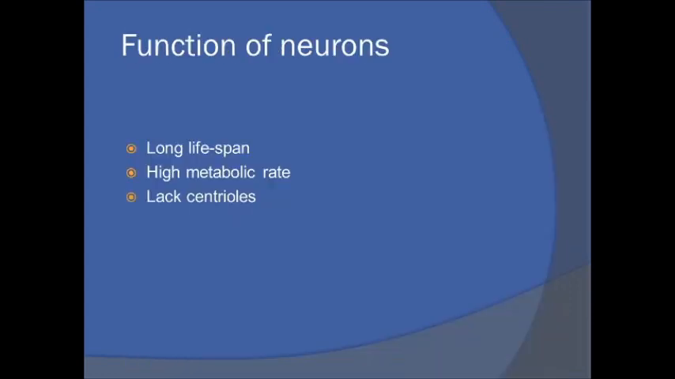Neurons have a long lifespan, so they have no need to regenerate that often. They have a very high metabolic rate, so they require a lot of mitochondria, and they lack centrioles, so it's not an easy thing for them to undergo mitosis and divide.